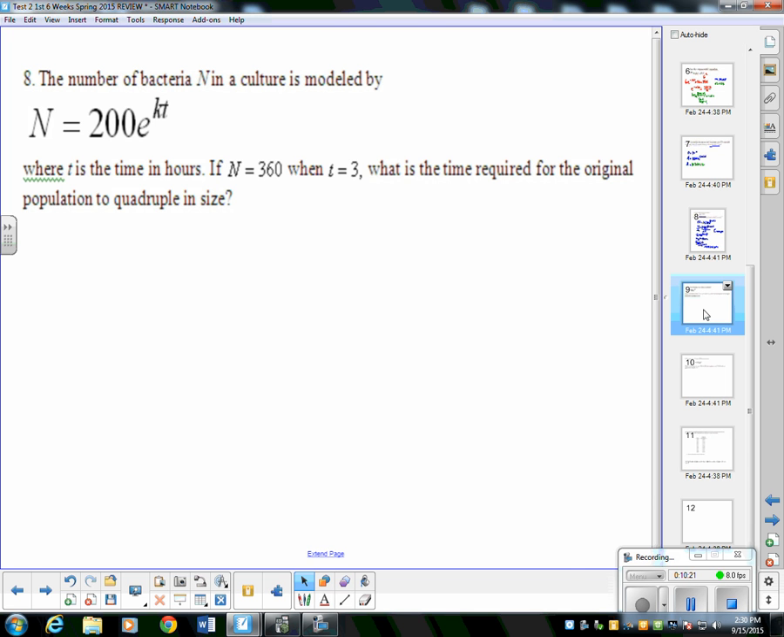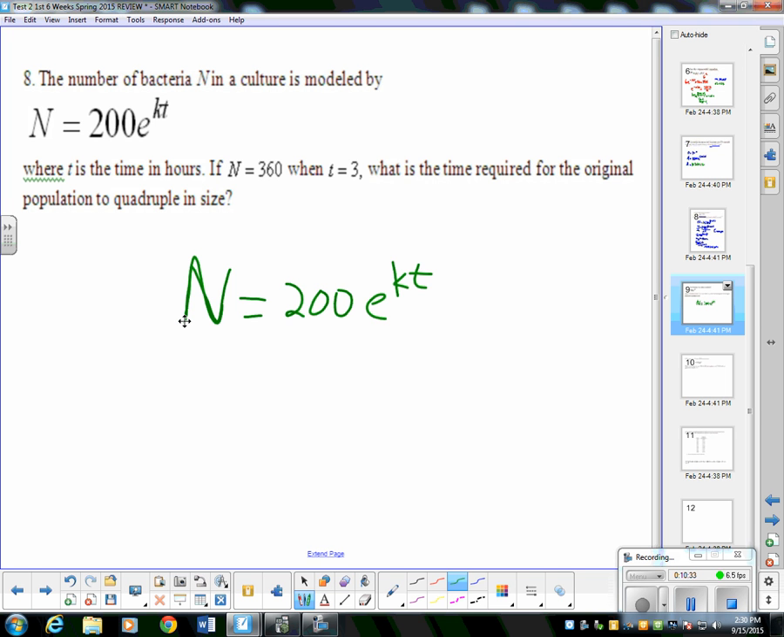So if we just start off with the expression N is equal to 200 e to the kt, and we want to find T, well, to find T we need to know what N and what K are going to be. So we got a double whammy there. First thing, we're not sure what N is going to be. Well, here's 360, that's what it says up there. Not true. We want to know what T is going to be when the original population has quadrupled. So N is going to come from this expression right here.